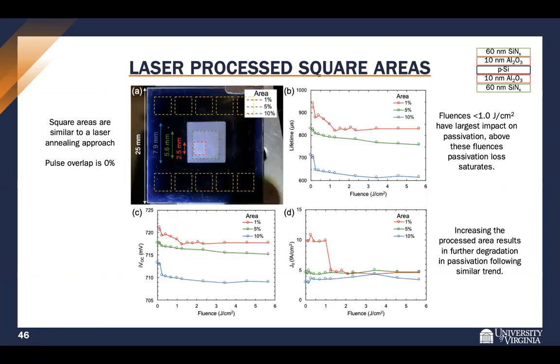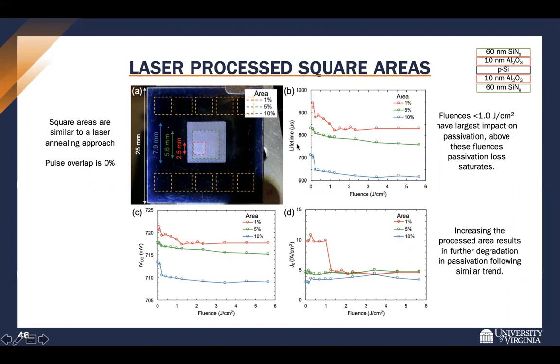So first, I looked at laser processed square areas. These square areas are similar to a laser annealing approach. I looked at 1% of the area, 5% of the area, and 10% of the area with a 0% pulse overlap. And then I just did 1% at increasing laser fluences, and then 5% at increasing laser fluences, and then 10% at increasing laser fluences.